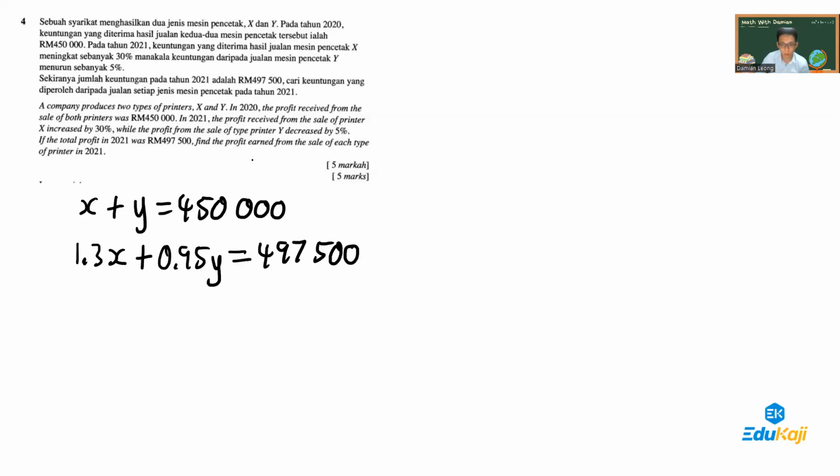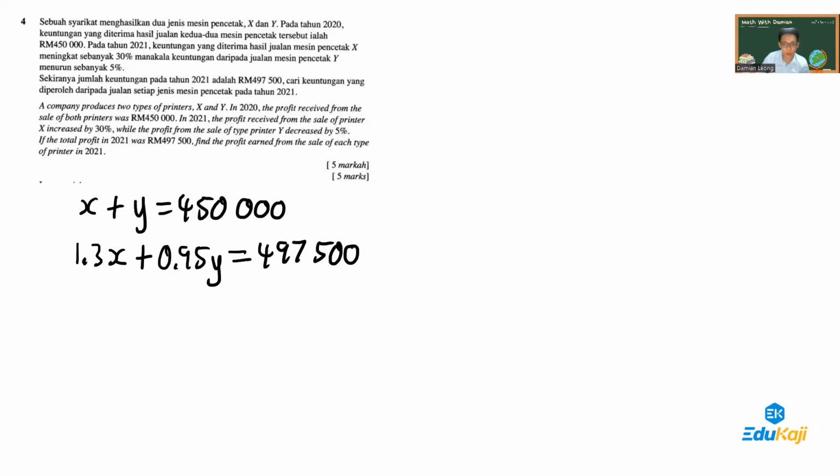Okay. So I want the profit earned from sales of each type of printer. So basically, I have to find X and Y first. Yeah, then only I change accordingly. So I have two equations here. So I just need to basically calculate. So you can use substitution or you can use elimination. It's up to you.